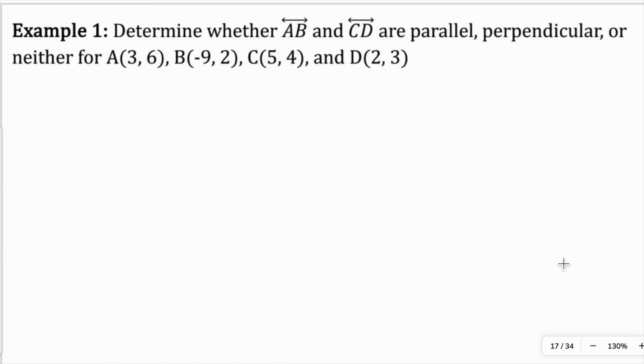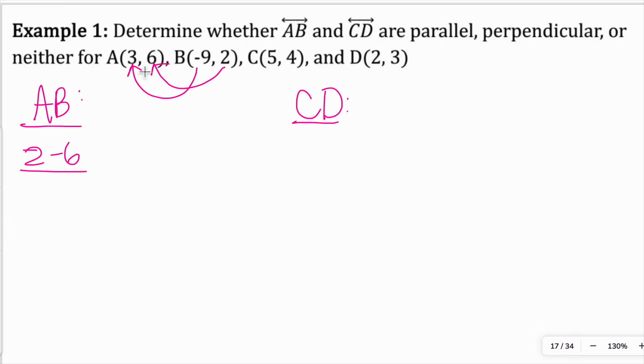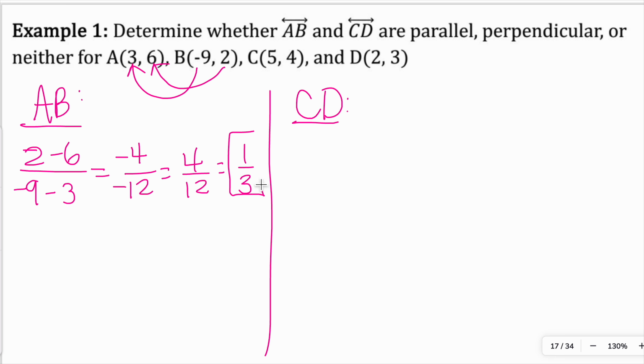Let's go ahead and try example 1. It says determine whether AB and CD are parallel, perpendicular, or neither. So I'm going to find the slope of AB, and then I'll find the slope of CD, and then see if they are fitting in one of those categories. For AB, I'm going to do my y's first of 2 minus 6, and then because I did 2 minus 6 this way, I'm going to do -9 minus 3 for my x's. 2 minus 6 is -4, and -9 minus 3 is -12. That'll just end up giving me a positive 4/12, and then that reduces to 1/3. So AB's slope is 1/3.